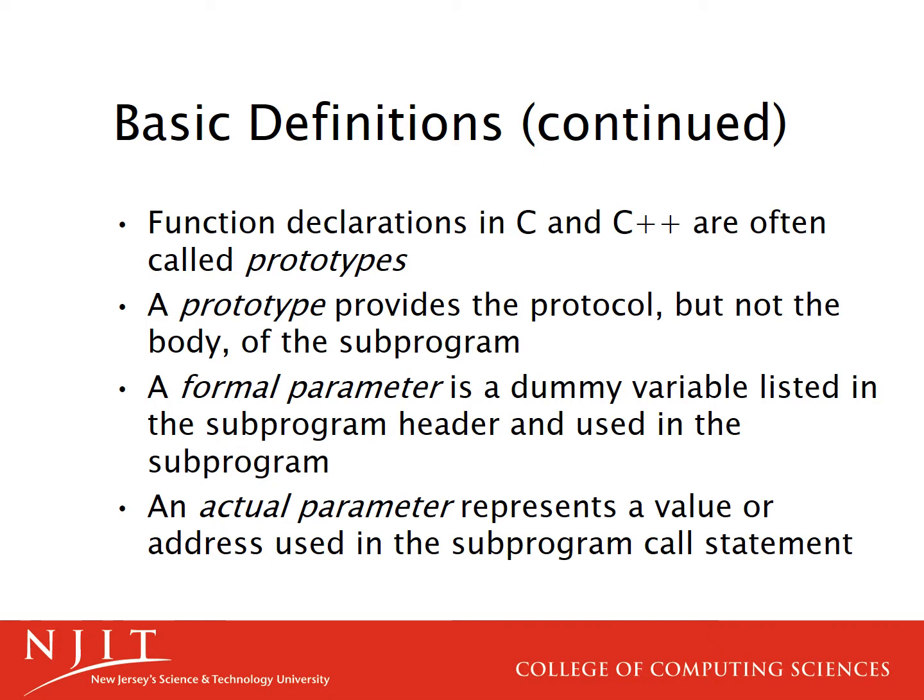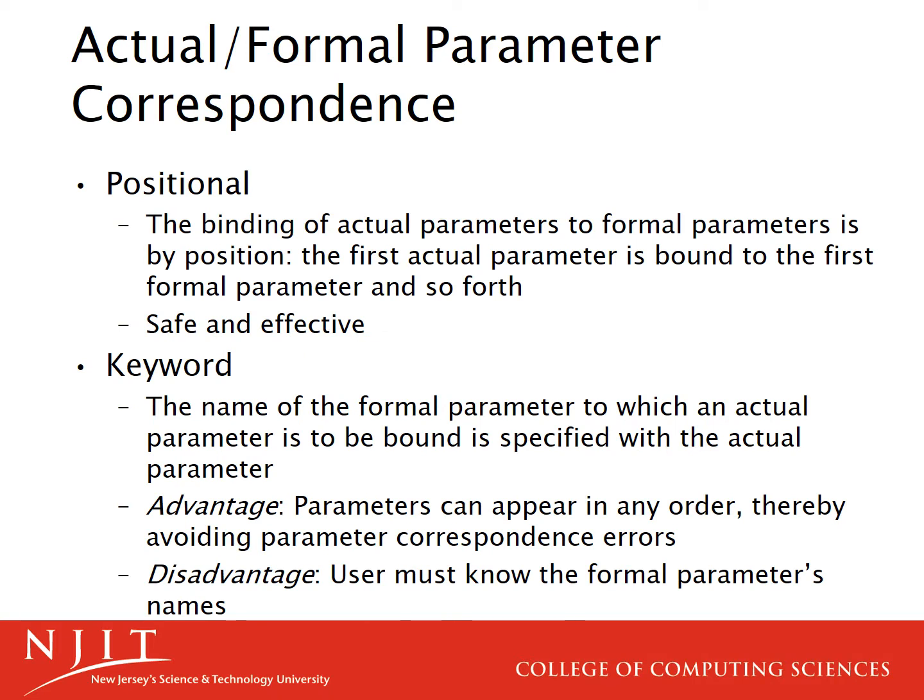So when you call a function, you give the function actual parameters, you pass parameters into the function, and those actual parameters are bound to the formal parameters inside the function itself. Now, how that's done depends upon the language. Just about everybody uses a form of argument binding or parameter binding called positional parameters. So the binding of actual parameters to formal parameters is by position.